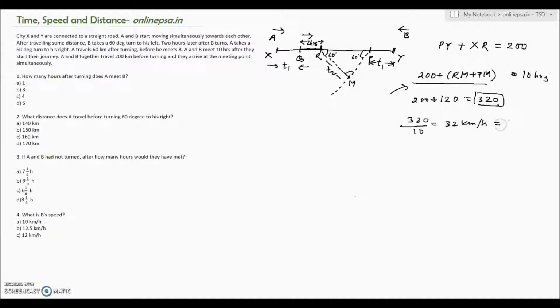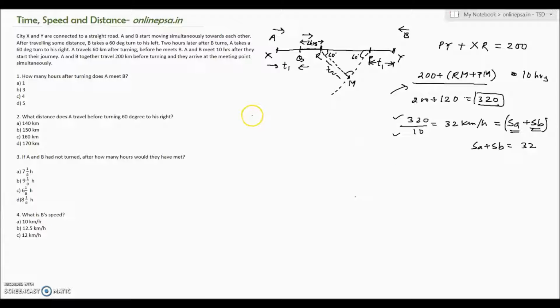is their relative speed, and their relative speed will be speed of A plus speed of B. Right? They are opposite in direction, so their relative speeds will be SA plus SB. Together they cover 320 kilometers in 10 hours. So their sum of the speeds will be equal to 32. So that is the first information that we have got. SA plus SB is equal to 32.